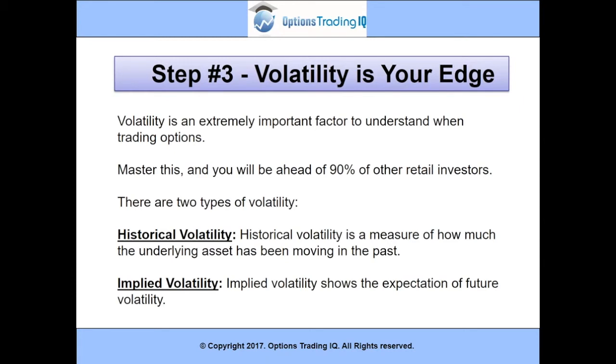So there are 2 types of volatility. Historical volatility, which is a measure of how much the underlying asset has been moving in the past, and implied volatility, which is the expectation of future volatility, or the expectation of how much the stock is going to move in the future. For example, if a stock's got an earnings announcement coming up in the next week, implied volatility is going to be quite high because there's a big unknown there. Is the stock going to go up a lot? Is it going to go down a lot? There's a lot of uncertainty. So implied volatility is very high, and that means option premiums are very high because traders are expecting a big move.